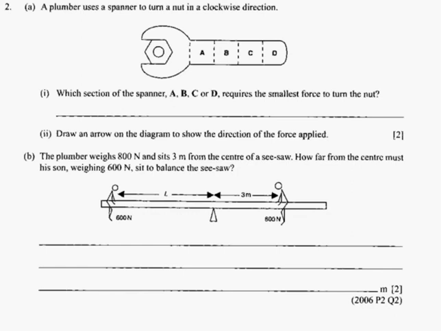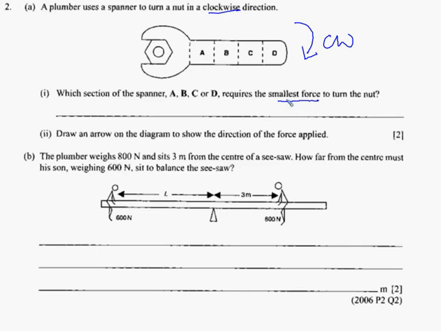Okay, let us now look at the next question. It's a Paper 2 question about the spanner. It says a plumber uses a spanner to turn a nut in a clockwise direction. In this case, clockwise direction means that it's pulling in this direction. Which section of the spanner, A, B, C or D, requires the smallest force to turn the nut?